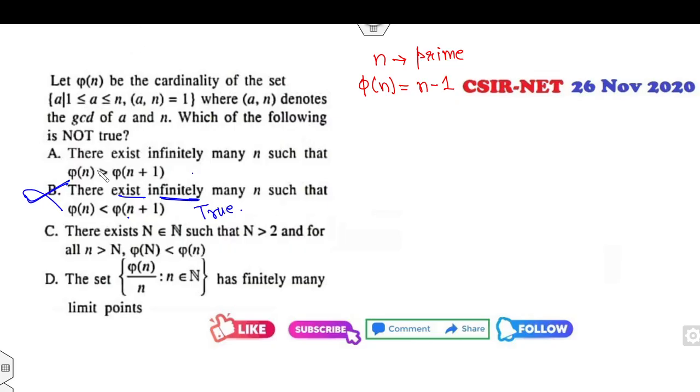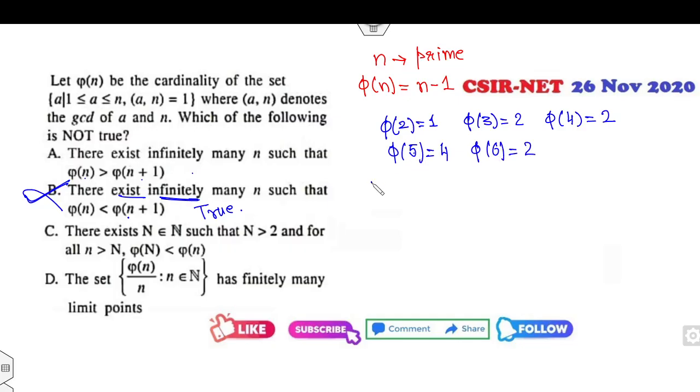If you don't remember that, you can check the values. Phi of 2 is 1, phi of 3 is 2, and phi of 4 is 2, because it is 2 raised to a power, so it's 2. Now phi of 5 is 4, since 5 is prime. I need strictly greater than. If I choose n equal to 4, it is not satisfied. Phi of 6 is 2. You can see n and n plus 1. So if I choose n equal to 5, then clearly this is satisfied.